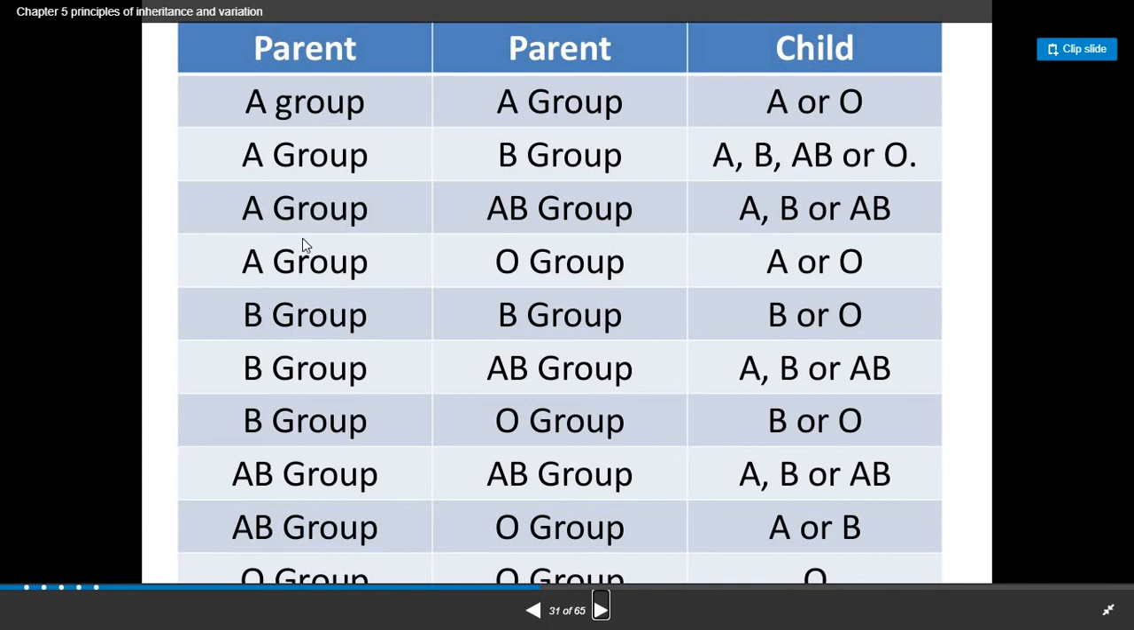And if you are not able to remember, you can just make a cross, such as for A group and O group. One parent has blood group A, so the genotype will be IA and small i. You have to cross them with each other and see the possibilities. So it will result in A or O blood group. So these are the different combinations seen for the blood groups.